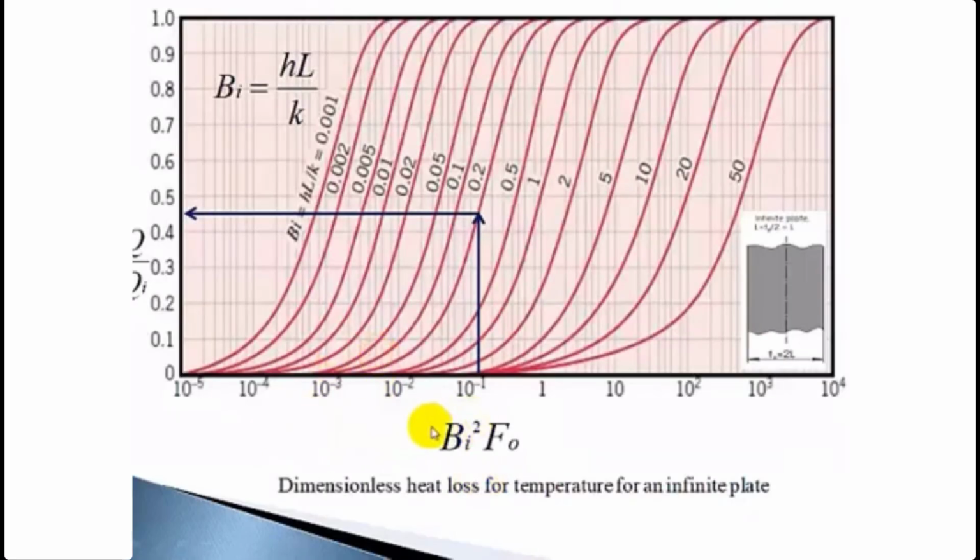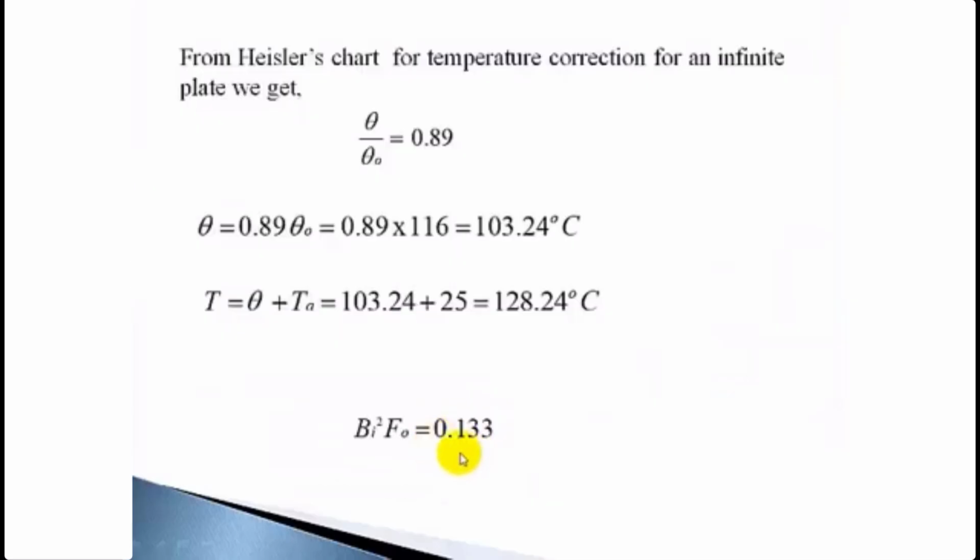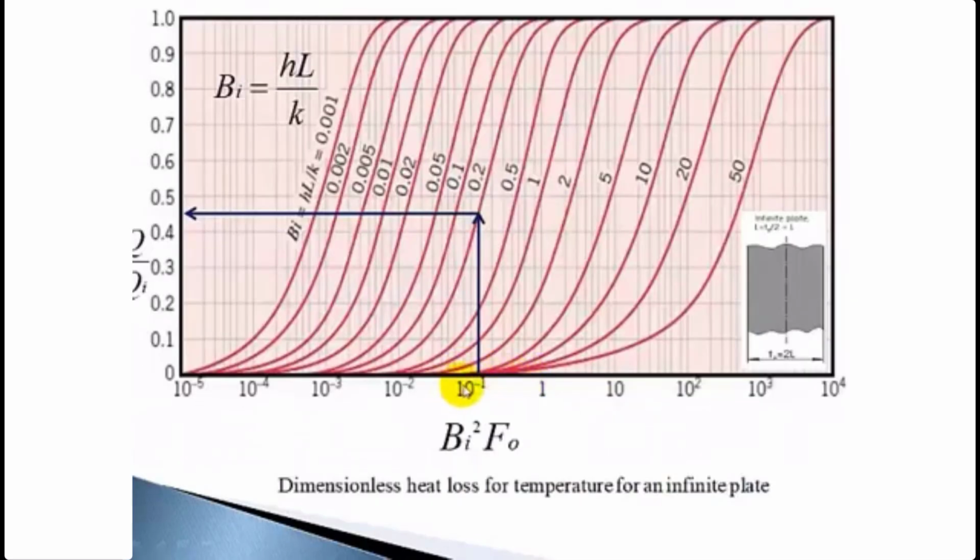This chart shows on the x-axis Biot number squared into Fourier number, and here you have constant Biot number plots. These are the constant values of Biot number, and here you have the fraction of energy removed from the plate. So the x-axis gives Biot number squared into Fourier number, and here we have constant Biot number plots. Our value is 0.133. So here it is 0.01, here it is 0.1, and it is 1.